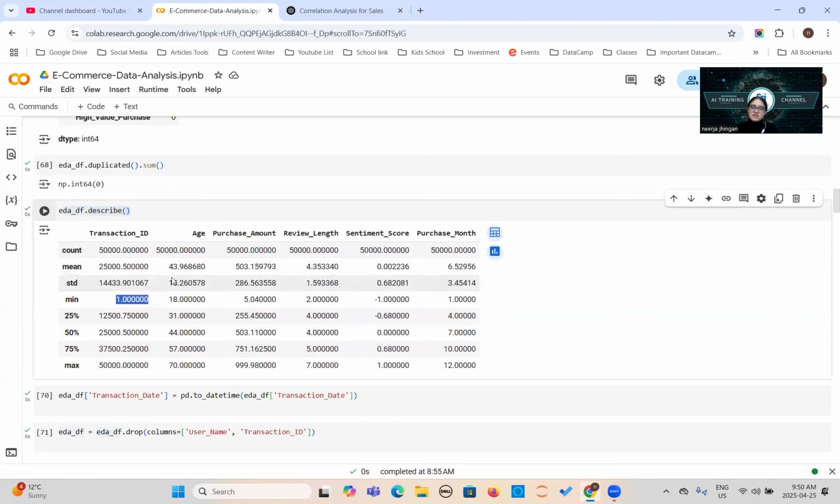So age is useful information. The mean value is 43. This means the average age of the customer from your 50,000 records, the average age of the person buying your product, is 43 years old. And the maximum age of the people buying your product is 70 years old. We can look at the minimum age, 18, so you have the middle age and young age. So you have all age groups buying your product, right?